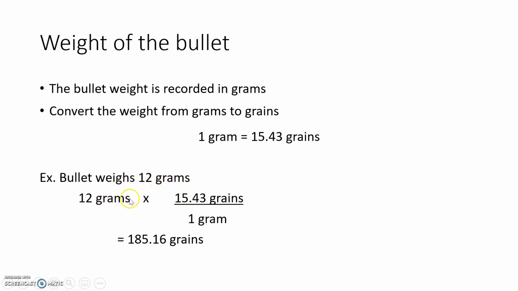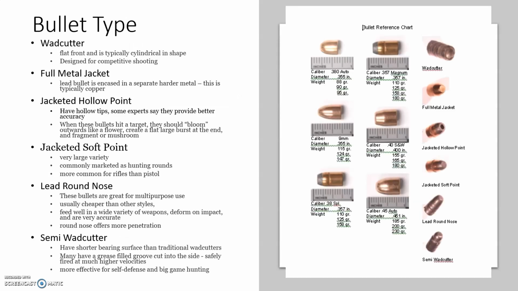So we have 12 grams. You want your grams to cancel out, so obviously that's going to be in the denominator, and then it's 15.43 grains. To find this answer, you take 12 and multiply it by 15.43, and that gives you the answer of 185.16 grains. It's just another common comparison tool. The more things that you compare, the more individualized your identification is.